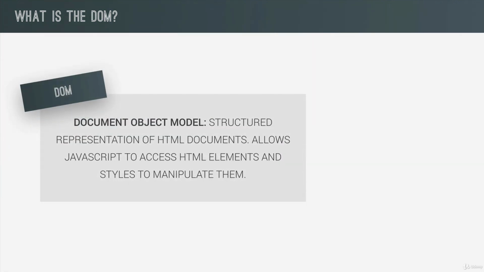So what is the DOM actually? Well, DOM stands for Document Object Model, and it is basically a structured representation of HTML documents. The DOM allows us to use JavaScript to access HTML elements and styles in order to manipulate them. For example, we will be able to change text, to change HTML attributes, and also to change CSS styles from our JavaScript. So we can say that the DOM is basically a connection point between HTML documents and JavaScript code.